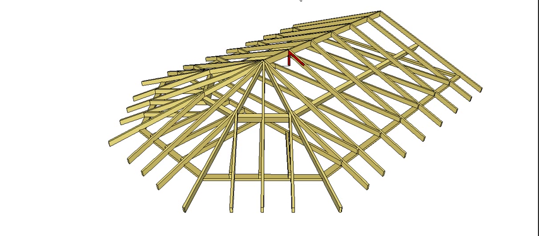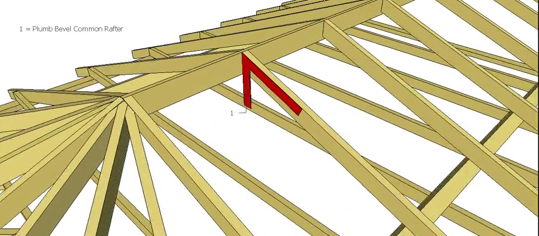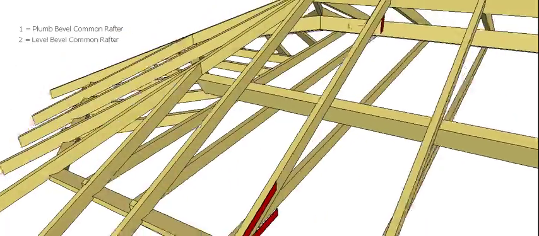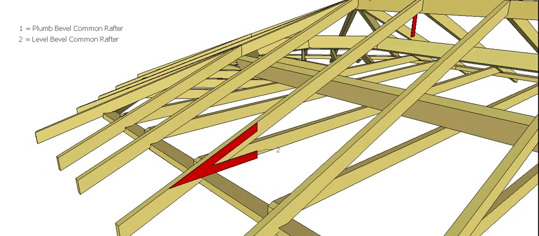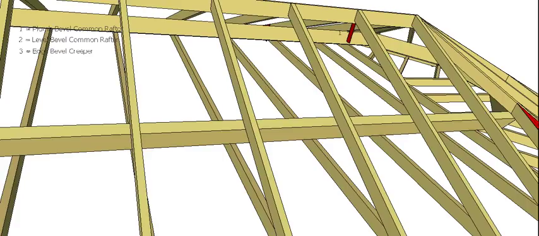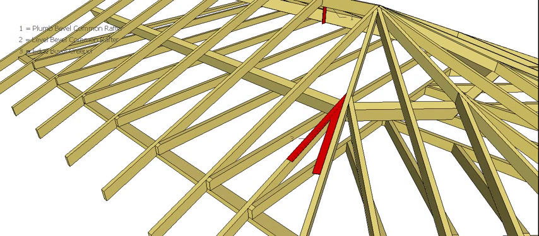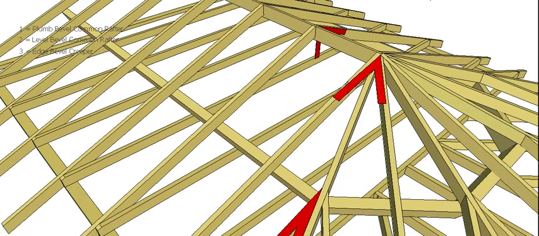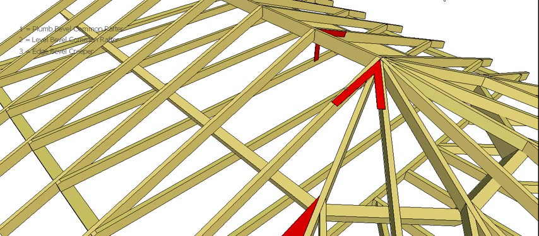So the bevels that we need, as I said before, are pretty similar to our standard hipped roof, except we have an extra edge bevel for our rafters. So first one there, plumb bevel for our common rafter. Of course, we're going to have a level bevel for our common rafter. We're going to have an edge bevel for our creepers, and an edge bevel for our rafter. Okay, so you don't want to mix them up. Edge bevel creeper down here, edge bevel rafter up here.